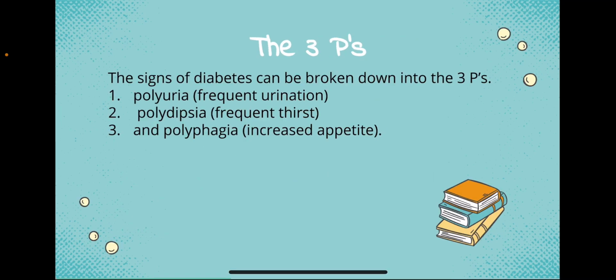There are the 3 P's of diabetes, and these are the main symptoms. There is polyuria, which is frequent urination, polydipsia, which is frequent thirst, and polyphagia, which is increased appetite.